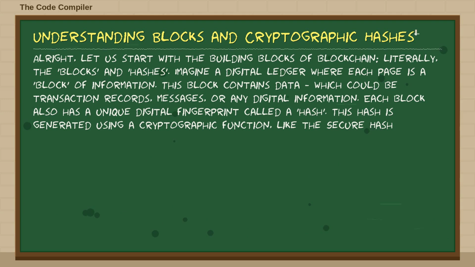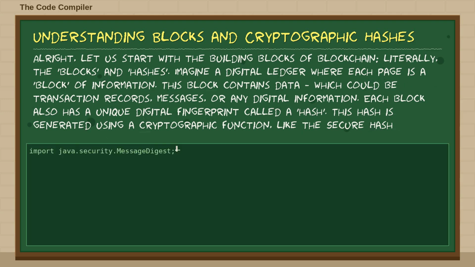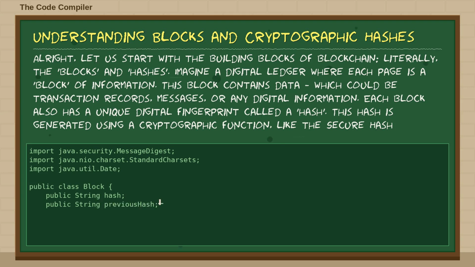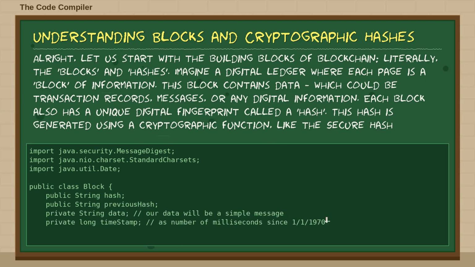It stores data, a timestamp, and a reference to the previous block's hash. The calculateHash method uses SHA-256 to create this unique identifier. This is the cornerstone of blockchain's security and integrity.